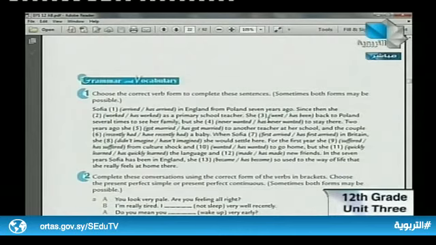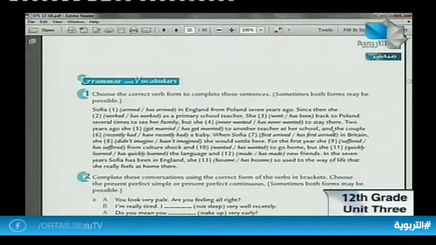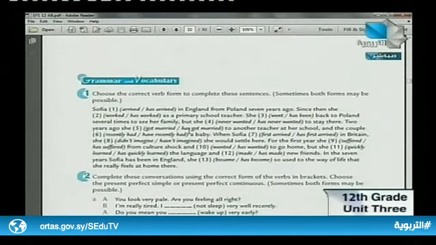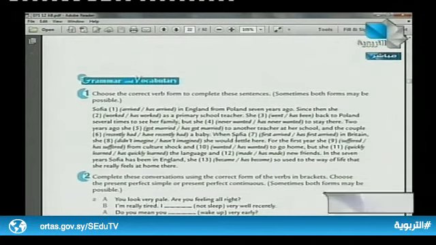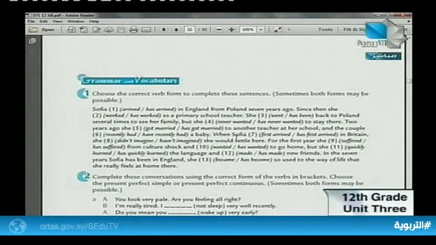Two years ago, now: "ago" is obviously past simple. She got married to another teacher at her school, so use simple past. And the couple have recently had a baby. Because we have "recently", which indicates we have to use the present perfect. Sometimes our students get confused between have the verb and have the auxiliary. So "have a baby", they have a baby, is an original verb.